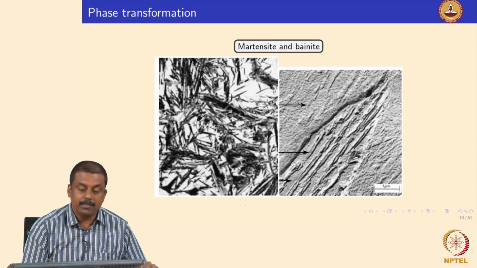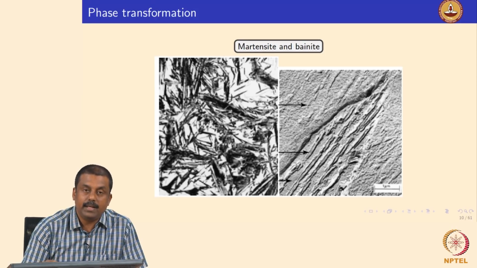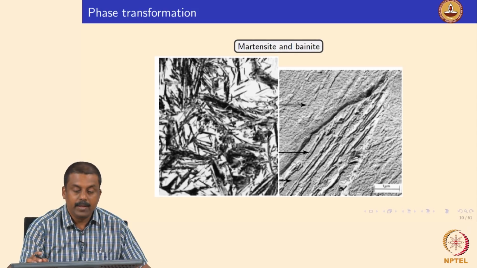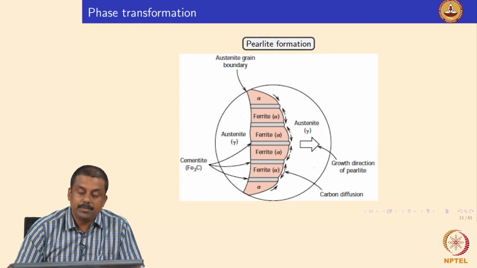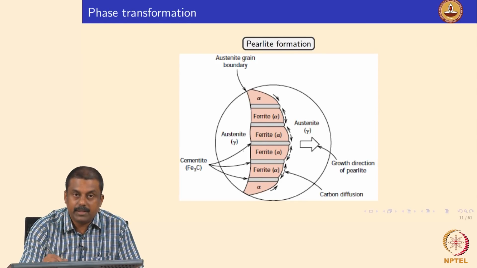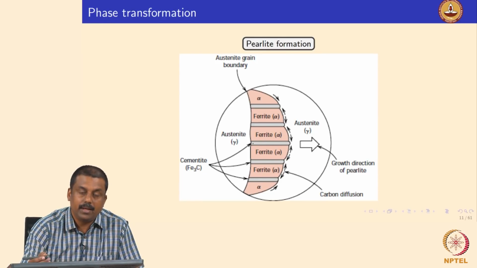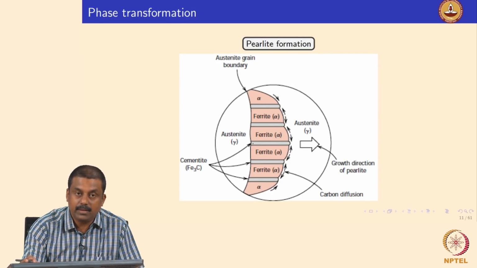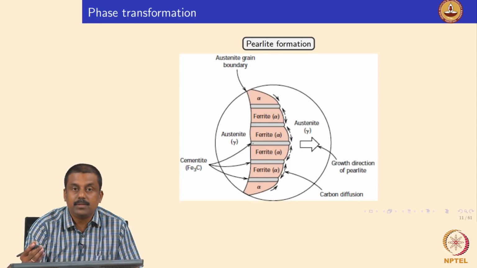So the formation mechanism of bainite and martensite is slightly different from the pearlite formation mechanism, right. So in the pearlite formation mechanism, as I already explained, when austenite has a carbon concentration less than the eutectoid composition, you would first nucleate ferrite, and then ferrite, once it forms, starts ejecting carbon to the untransformed austenite, and that austenite transforms to pearlite upon reaching the eutectoid composition.